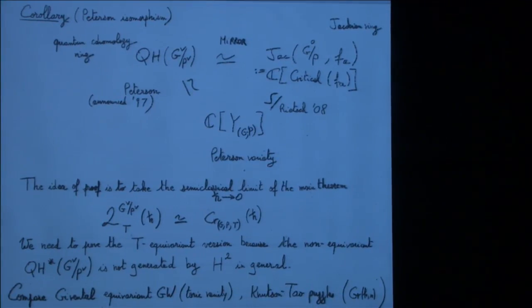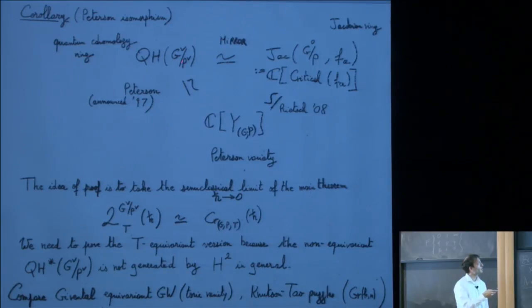Maybe to finish, I'll explain in a bit more detail what the theorem says and what it implies. For these minuscule cases, with some work, you can take the semi-classical limit, taking h bar goes to 0. And then you recover another mirror expectation, which is that the quantum cohomology ring is a Jacobian ring of the superpotential.